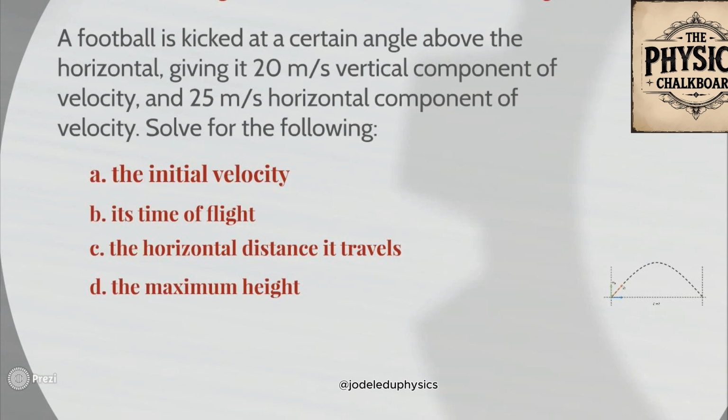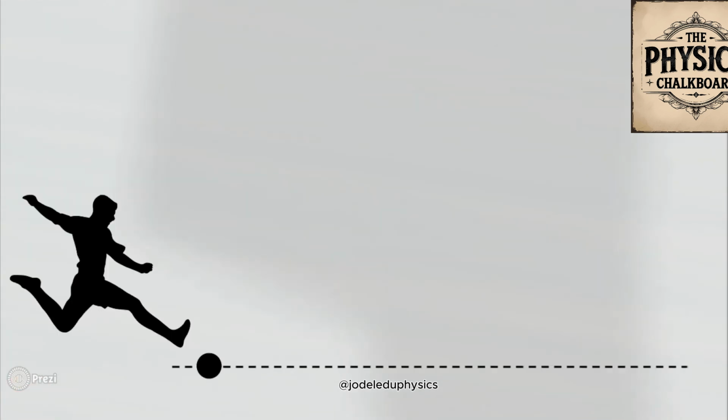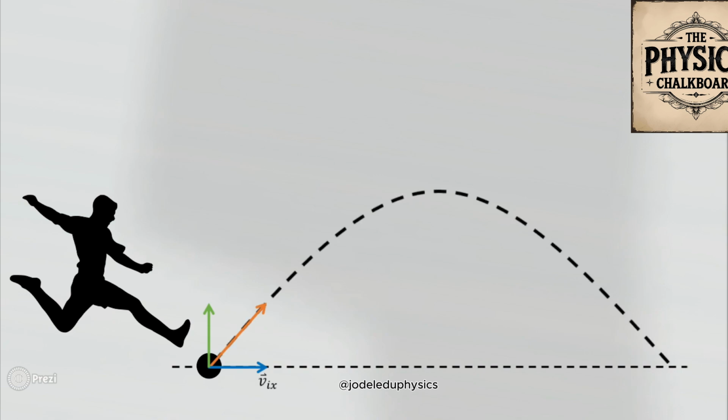The first thing you should do is illustrate the vectors. Simply listing the given values may not be enough, especially if you're just starting out. A good diagram helps you visualize the motion and organize the information you need to solve the problem. So let's draw an exaggerated illustration, focusing on the vectors only. The angle is above the horizontal, meaning to say it should look like this one. Here is a vertical component, shown as a green arrow pointing upward 20 meters per second. While this one is the horizontal component, the blue arrow, 25 meters per second. If we trace the trajectory, it will look like this.